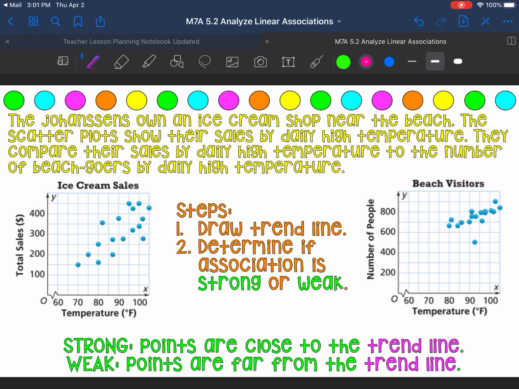And like I said, for your trend line, you're just going to do the best you can to get in between. Oh, I don't like that one. You may always do it in pencil so that way you can redo it. That's as straight as I could get on this.